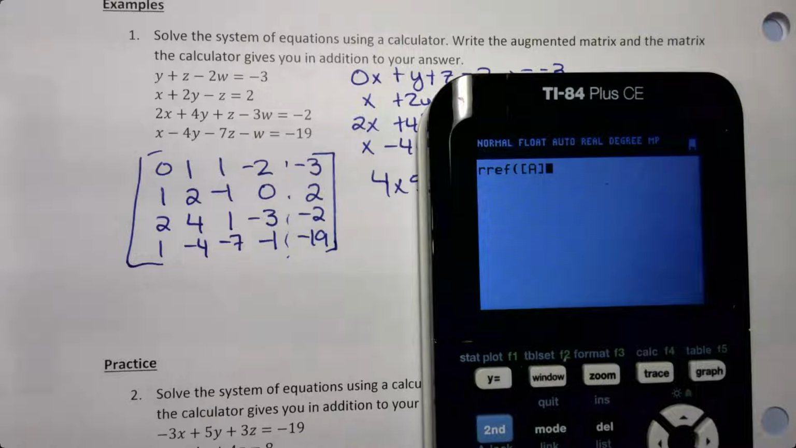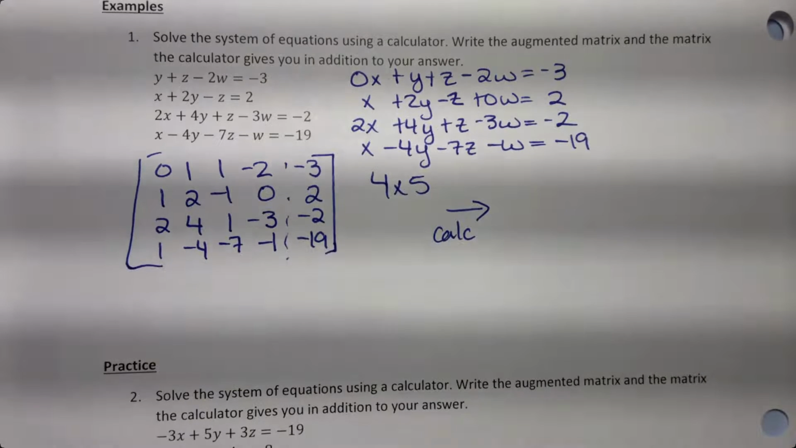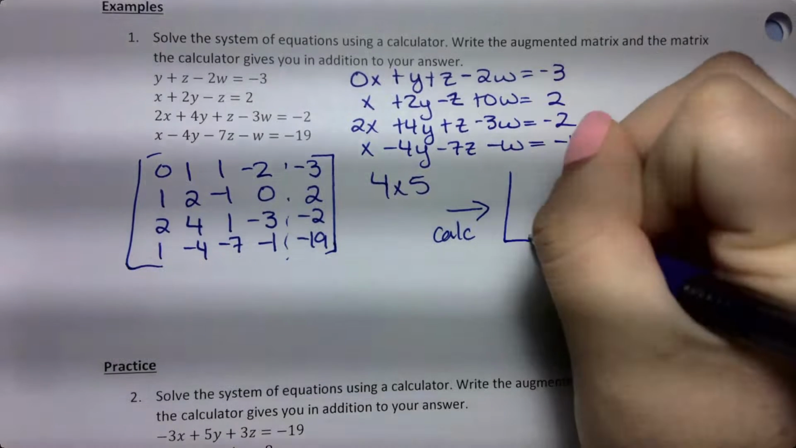So this is telling the calculator, solve my matrix for the variables. Then I just press enter, and it gives me a matrix. So I'm going to copy this down on my paper. And again, those steps for the matrix are on the first page.